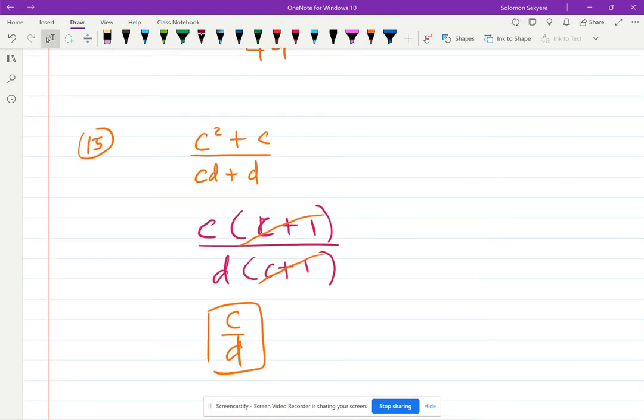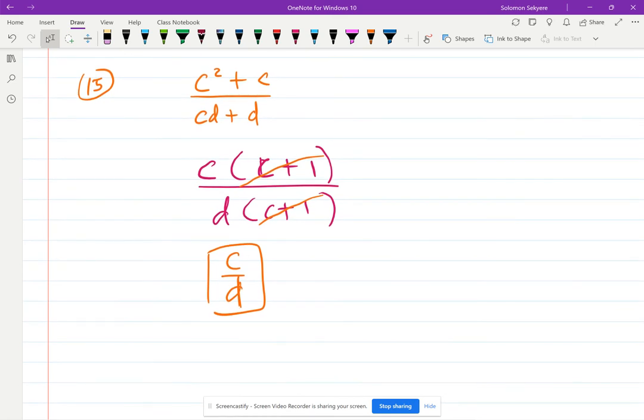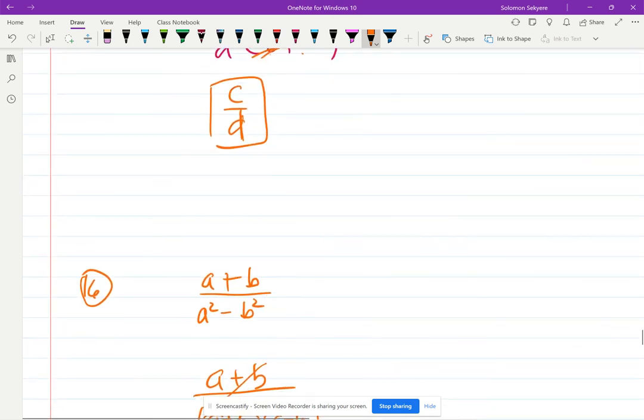C squared plus c over cd plus d. Again, the key to these exercises is to try and factor. I see c squared plus c. If I take one of the c's out, I'm left with c plus 1 in the parenthesis. Then here I take the common term d and factor it out, and I will be left with c plus 1 outside. Now c plus 1 is common to both. I divide it, and my answer is c over d.